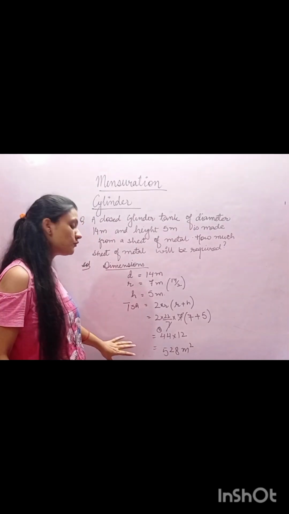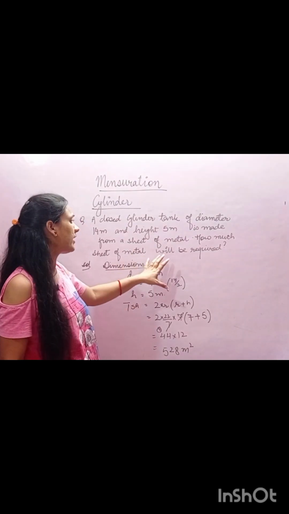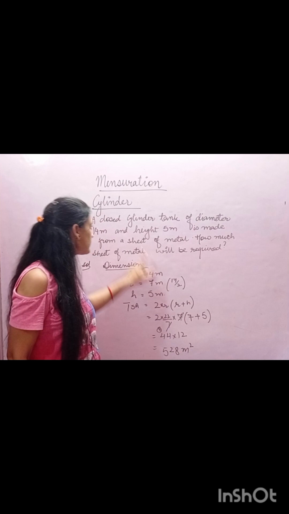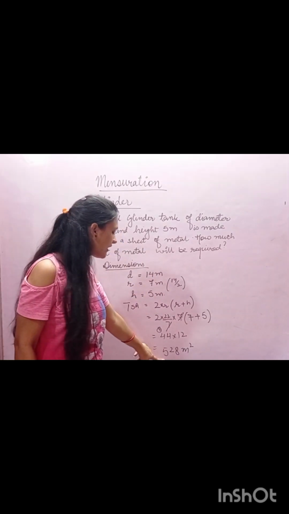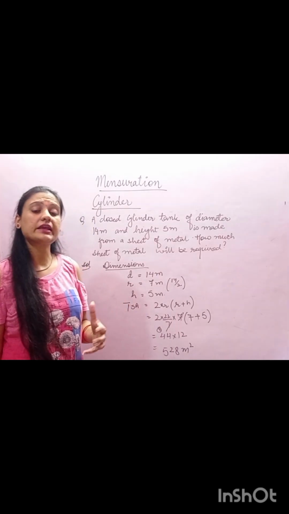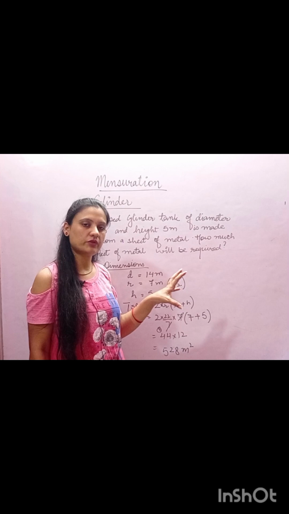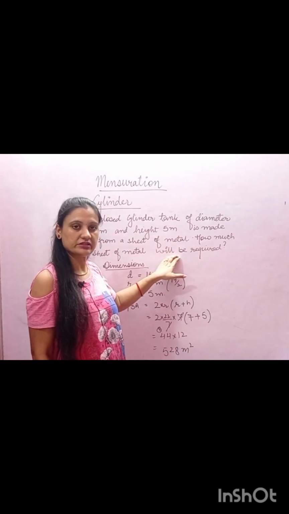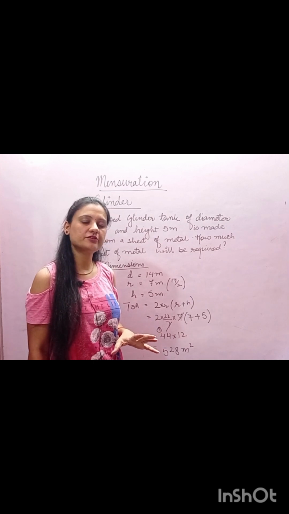And please, at the end do write down the concluding statement that the metal sheet required for the cylinder, that is, they have given a closed cylinder, that is why we apply TSA, right? So the answer is 528 meter square. In case they ask you to find out the cost, there they must have given you the cost per meter, then multiply and get the answer. I hope this question is clear to you all.